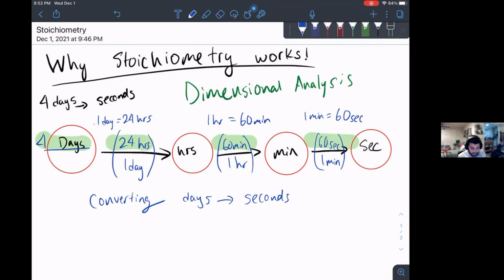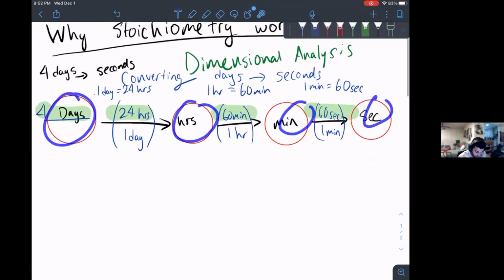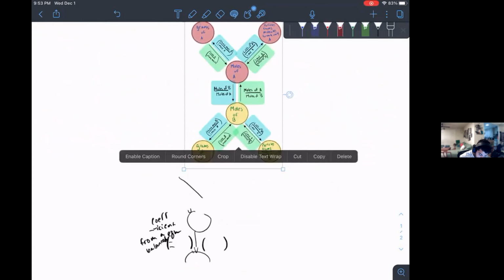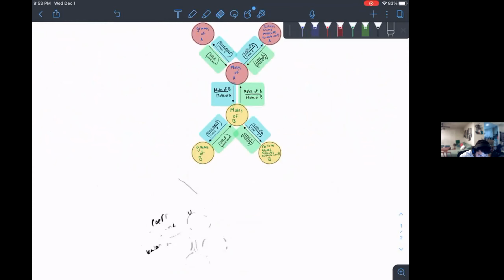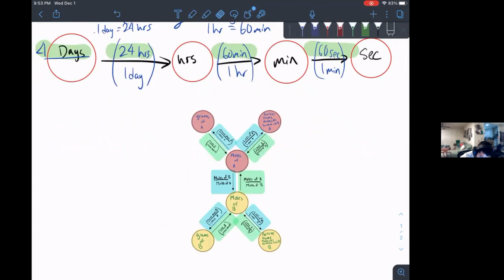4 days is still equal to whatever this is in seconds. Stoichiometry is literally the exact same thing. So when we talk about stoichiometry, we still need our units that we're converting to. We still need our, for example, days, hours, minutes, seconds, but instead we're actually going to be dealing with, just going to get rid of all this stuff. Instead of days, hours, minutes, seconds, we might be instead dealing with grams of A, moles of A, moles of B, grams of B. And we're doing the exact same conversion.